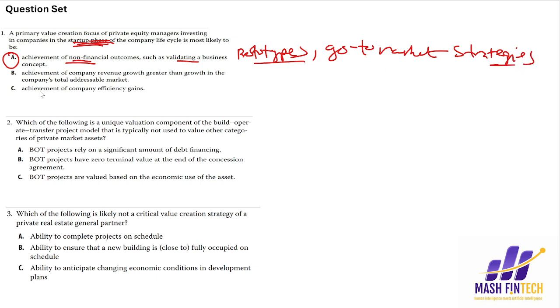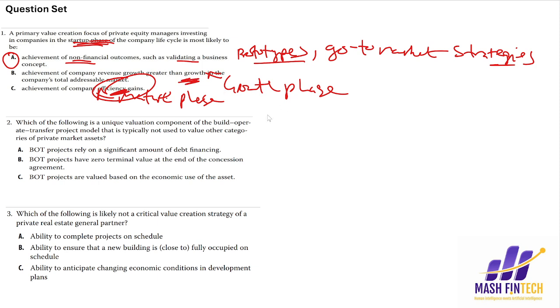etc. So the achievement of company revenue growth greater than growth in the company's total addressable market. This is the growth phase. And achievement of company efficiency gains. This is actually the mature phase. Achievement of efficiency is on the mature phase. Growth is on the growth phase.